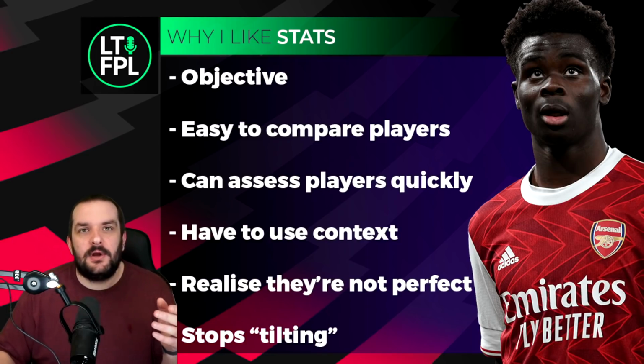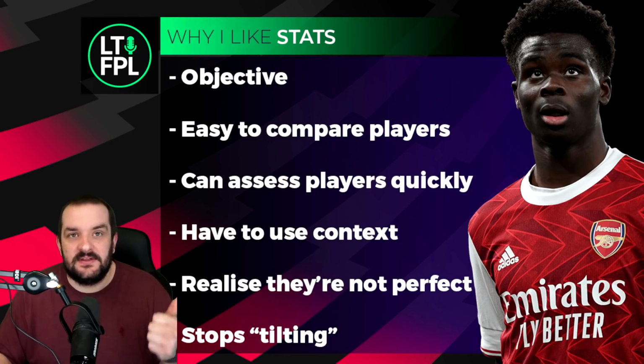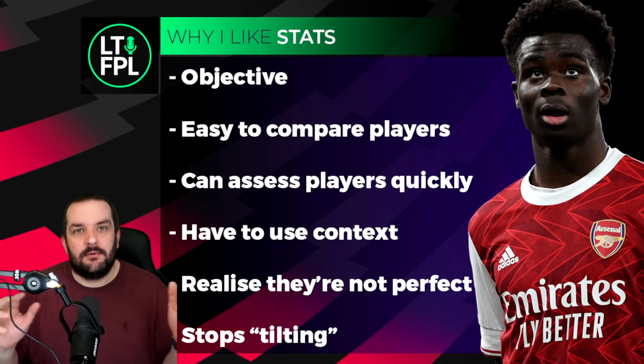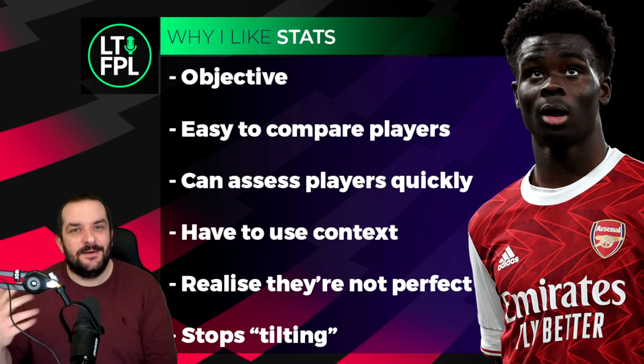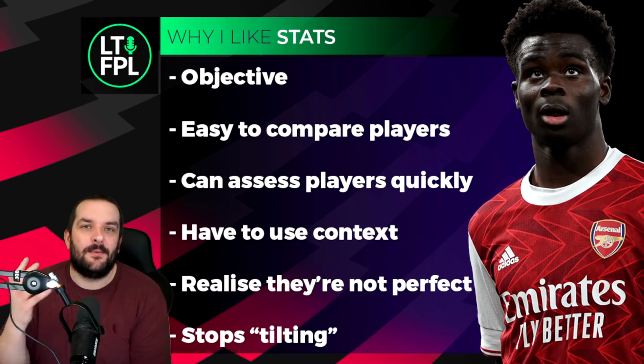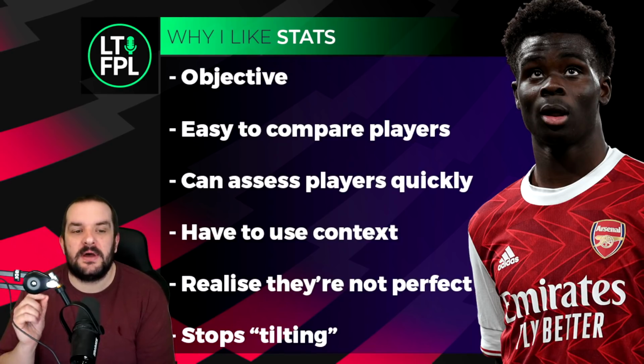So if I'm looking at expected goals per 90 minutes for this season, for Saka versus Foden versus Ronaldo versus De Bruyne versus Harry Kane, they're all being based on the same stats. Now, I know one of the arguments is that not all players finish the same and stuff like that, but we'll come on to that a little bit later. But for the most part, they're objective.